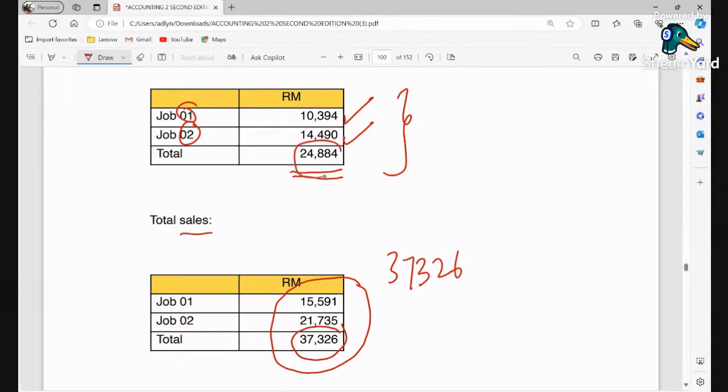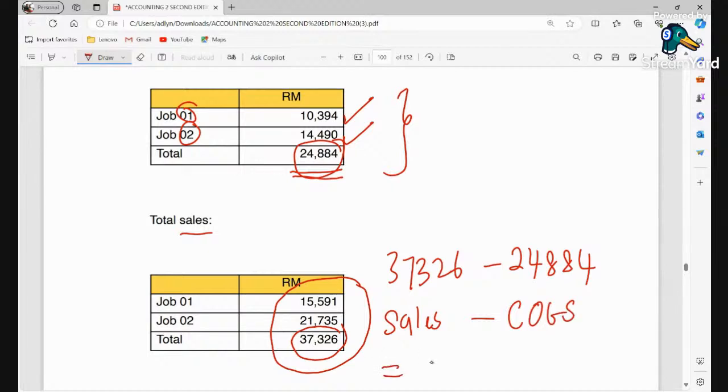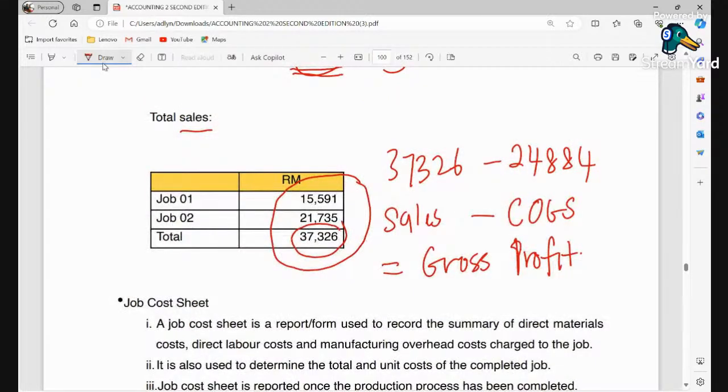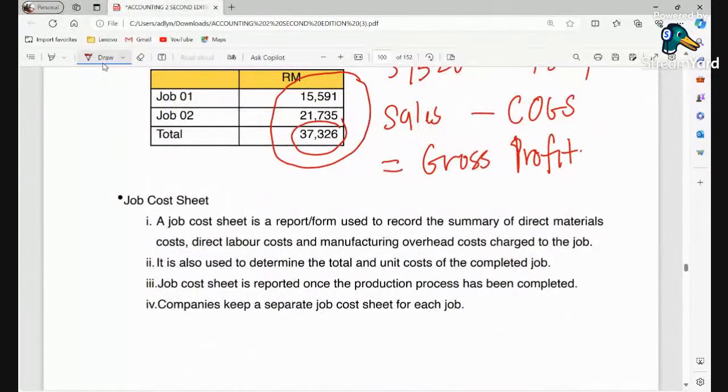So kalau you punya sales ni 37,326, you minus dengan ni 24,884. Tahu tak apa you buat sebenarnya? Yang you buat sebenarnya ialah sales minus COGS. Okay, so apa yang you dapat nanti? Yang you dapat nanti ialah gross profit. So maknanya lepas buat ni, I dah boleh kira dah. Oh, saya dapat untung kasar, how much. Okay, by looking at the number, you know it's untung kasar. Okay, gross profit.